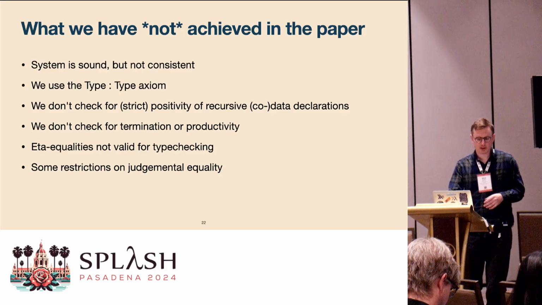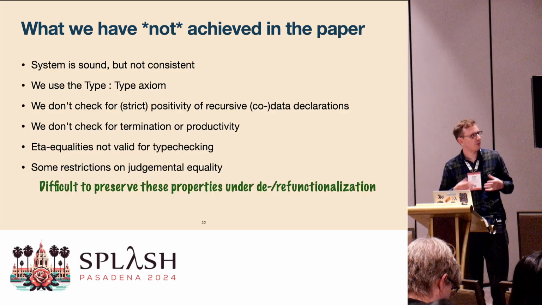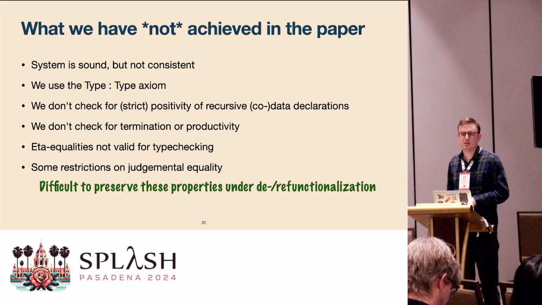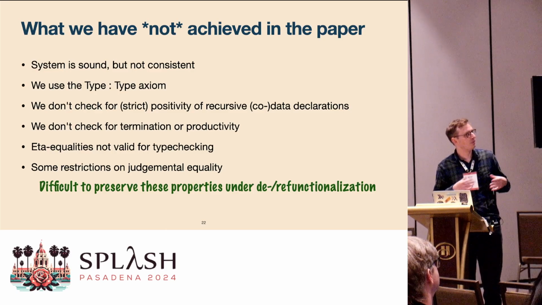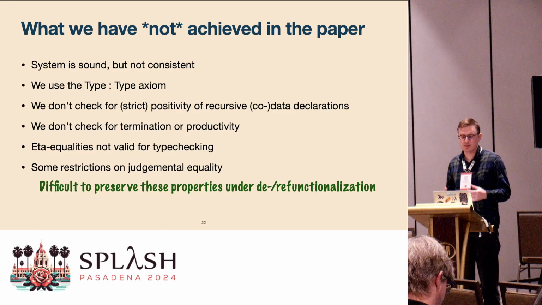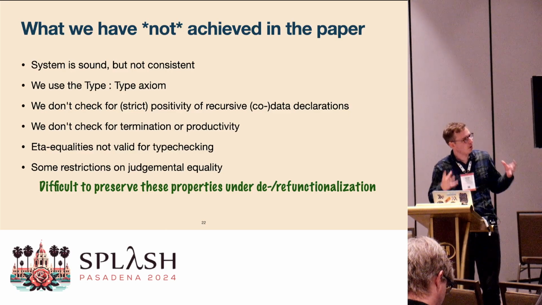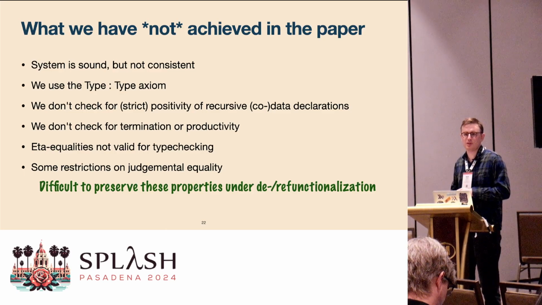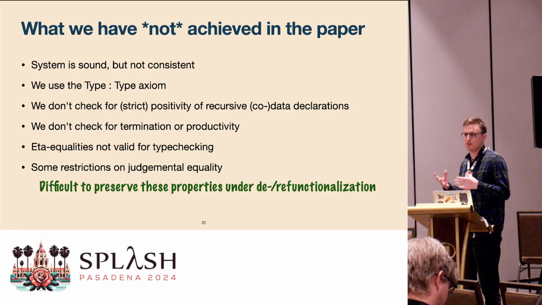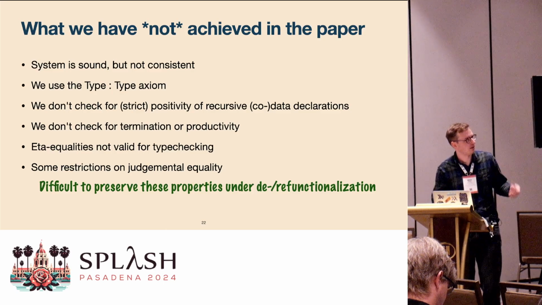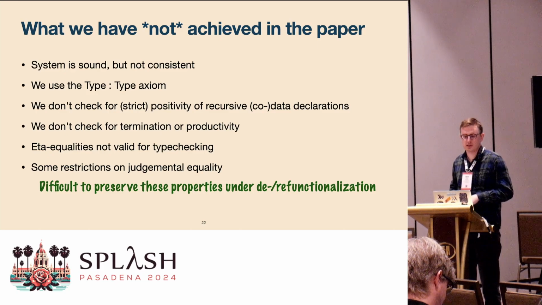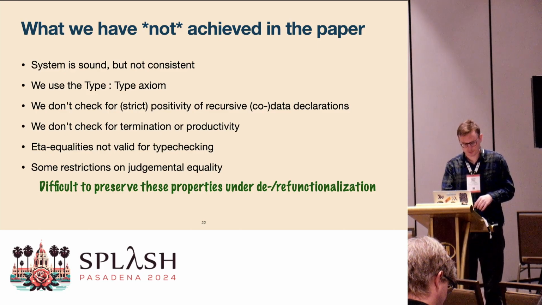So the essential idea here is we could, of course, just adapt any of the existing restrictions from proof assistants such as Agda, Coq, or Lean to make the system consistent, but that is not what we're interested in. Most of these restrictions will not be preserved under de- and refunctionalization. So if we start with a consistent program and de- and refunctionalize it, then we will end up in some cases, or in interesting cases, where those ordinary checks are no longer fulfilled.